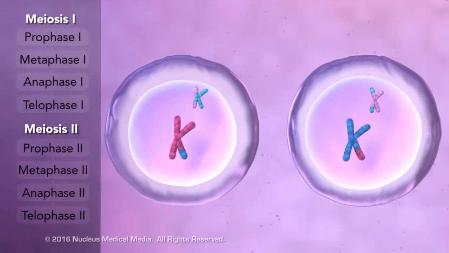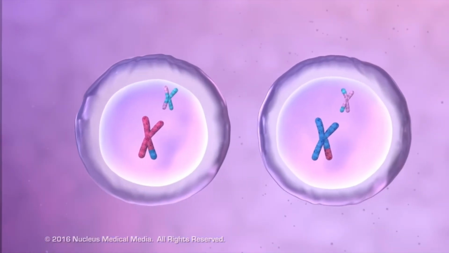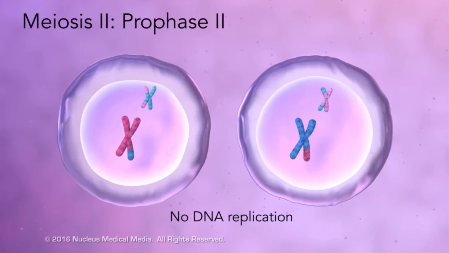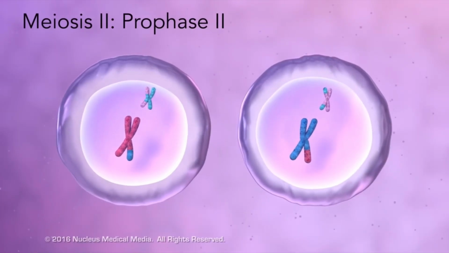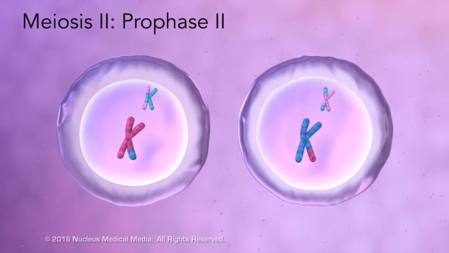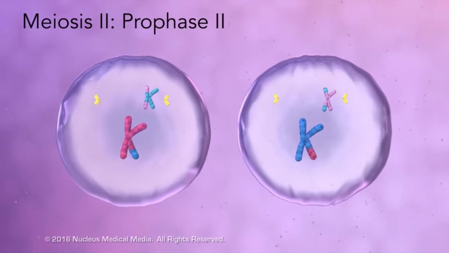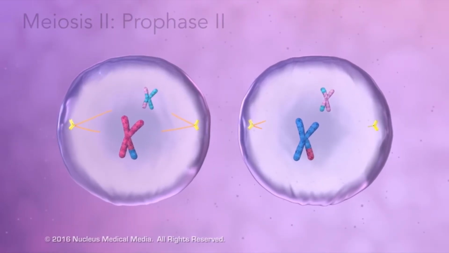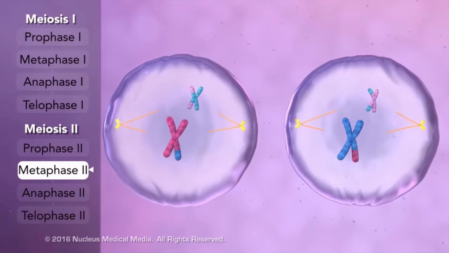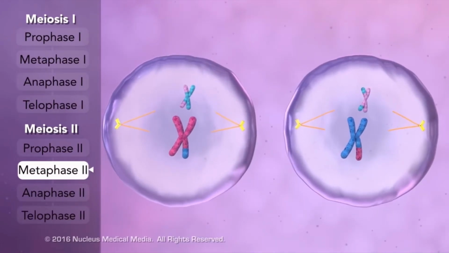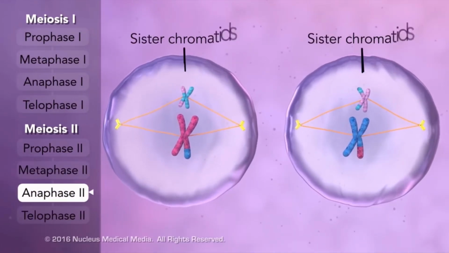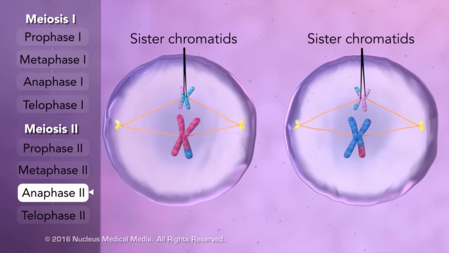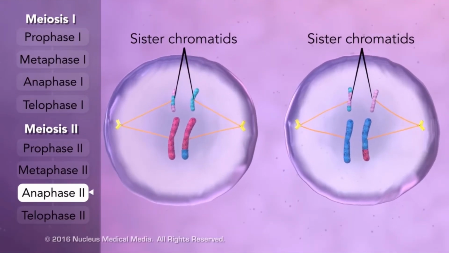Both cells now enter the next stage, meiosis 2. However, unlike meiosis 1, DNA does not replicate before meiosis 2 begins. Once again, in prophase 2, the nuclear membrane disappears, and spindle fibers fan out from the 2 sets of paired centrioles. During metaphase 2, the chromosomes in each cell line up at the equator and attach to spindle fibers from both poles.